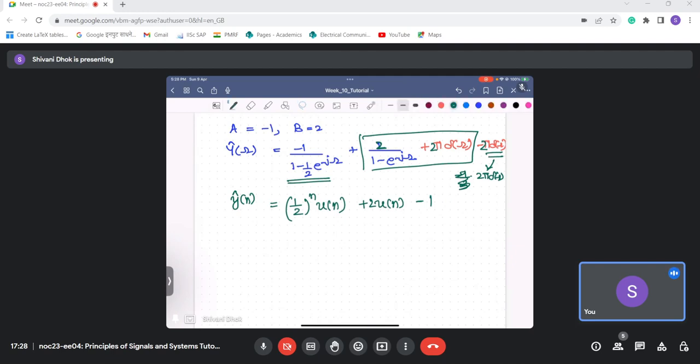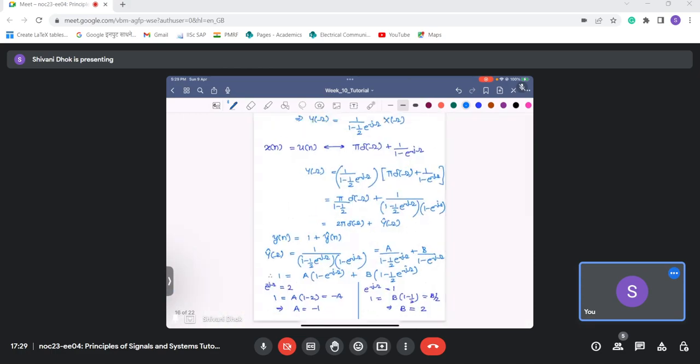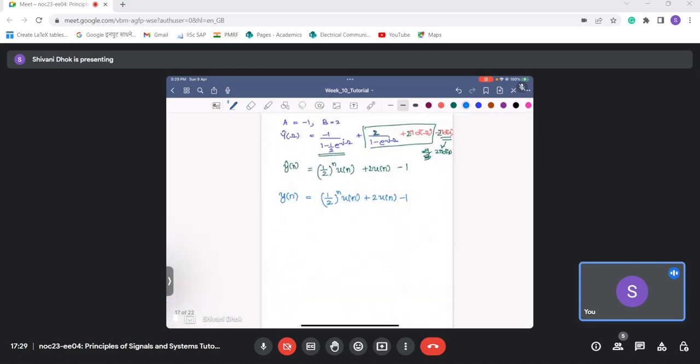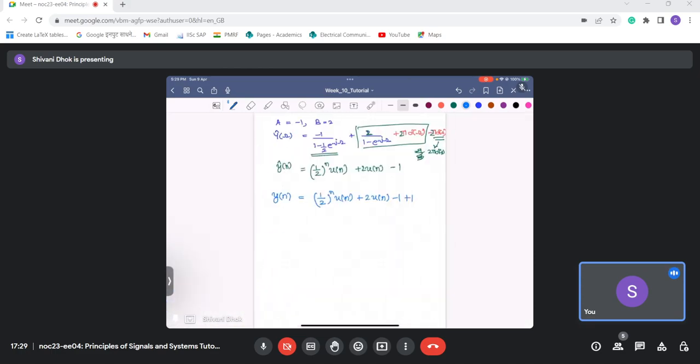So my yn comes out to be 1 by 2 power n un plus 2 un minus 1, which is y hat, and this factor here was plus 1 here. So this 1 gets cancelled. So it is 1 by 2 to the power n un plus 2 times un.